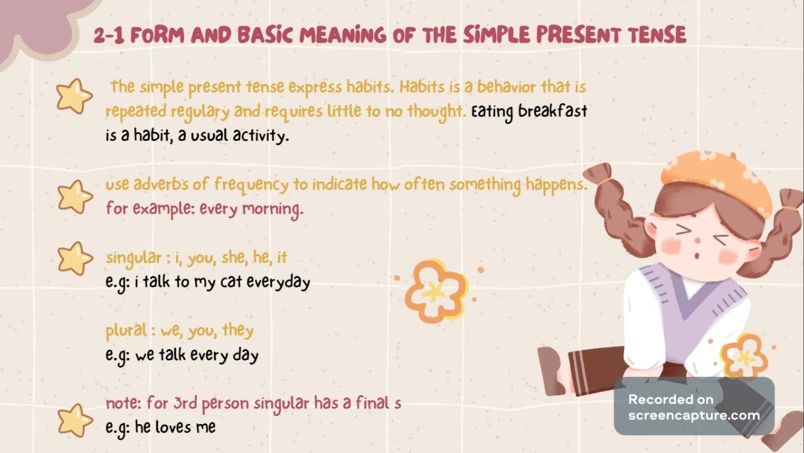For the expression of time, we use every day. And we have to know that the third person singular has the final s in the verbs. For example, he loves me. The third person singular is she, he, it.